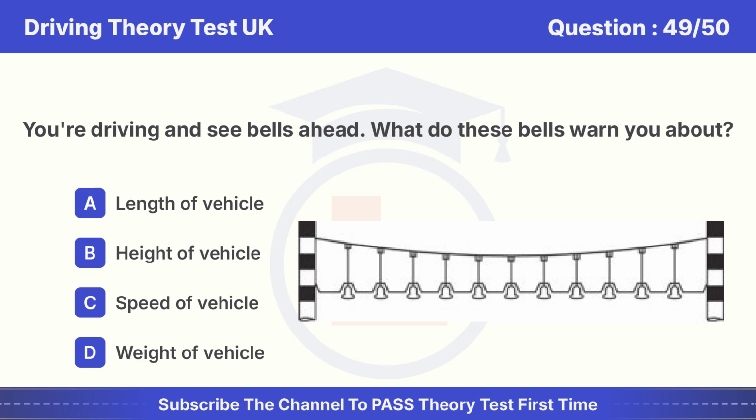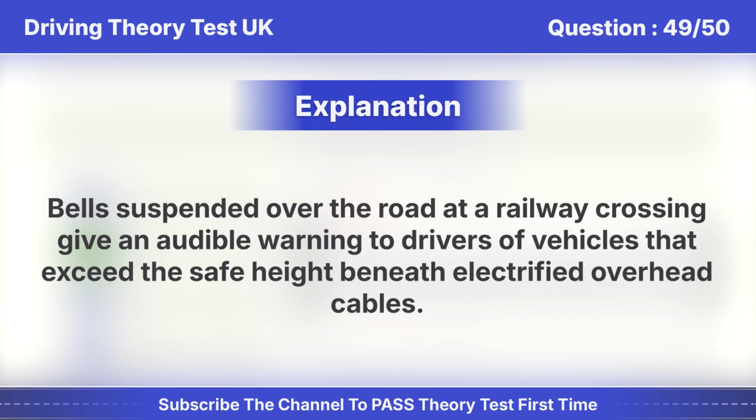Question 49. You're driving and see bells ahead. What do these bells warn you about? Answer is B. Height of vehicle. Bells suspended over the road at a railway crossing give an audible warning to drivers of vehicles that exceed the safe height beneath electrified overhead cables.